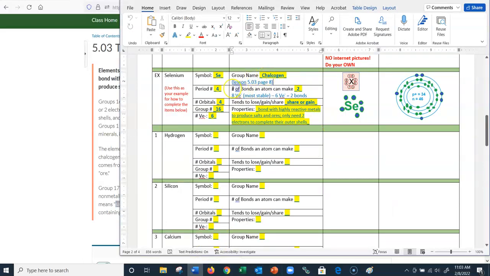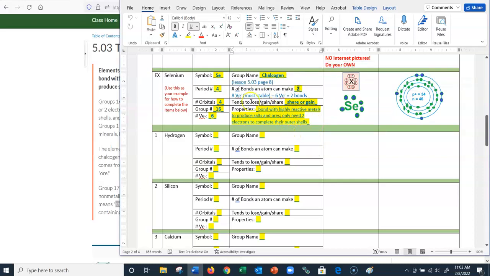All right. So we can go back onto our document here, and we can say, okay, it's the chalcogen family. How many bonds can this atom make? Well, we know it has 6 valence electrons. We also know that 8 is the most stable. 8 being the most stable minus 6, which is what it has, leaves space for 2 bonds, and that's where that 2 came from.